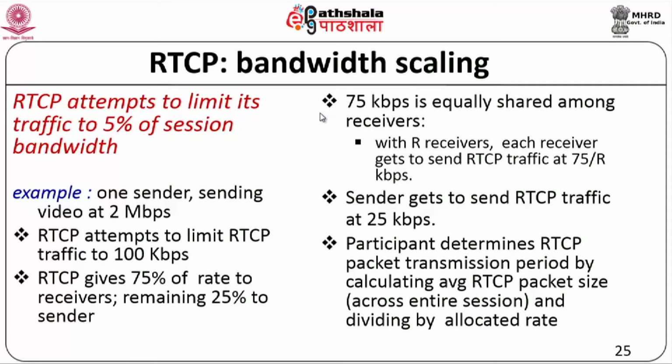If there are more users, you will find that in 75 by R, this R factor will increase. Therefore, each person's share will become less, so they will be able to send packets less frequently. That is how it will handle this.